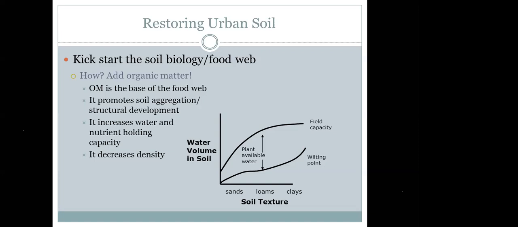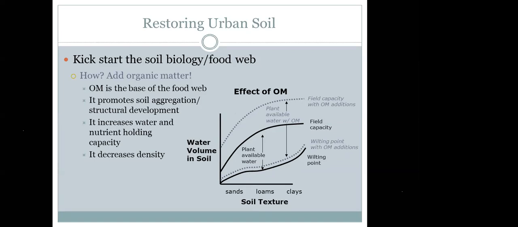However, what you can do is add organic matter. No matter what soil texture you have to begin with, whether you've got a sandy soil or a loamy soil or a clay soil, adding organic matter will help boost that soil's water holding capacity. So this is what happens when you add, let's say, composted organic matter to your existing soil. No matter what texture you had to begin with, the organic matter greatly increases the field capacity and only slightly increases the wilting point.